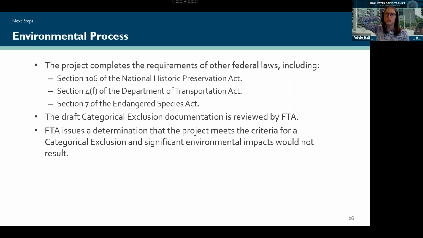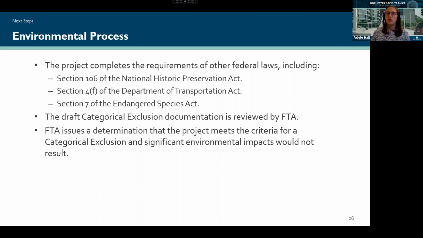They are the federal agency that's responsible for meeting the letter of the law. And so the city of Rochester and the project team are really preparing this document on behalf of the Federal Transit Administration. They review it, and they determine whether the project meets all their criteria for this type of environmental document, the categorical exclusion, and they confirm that there are no significant environmental impacts as a result of the project.